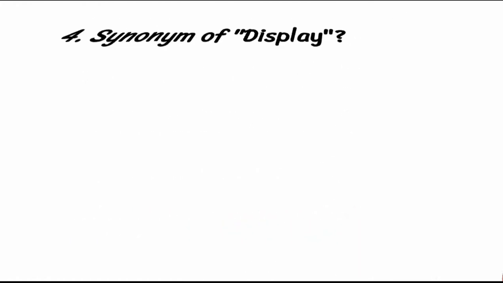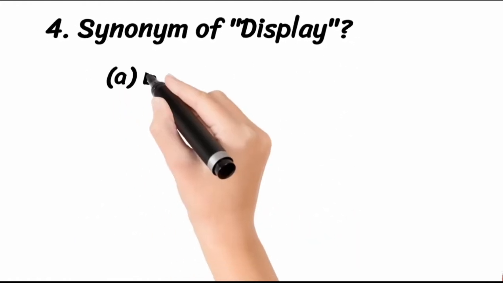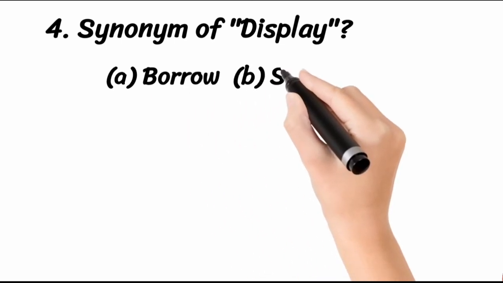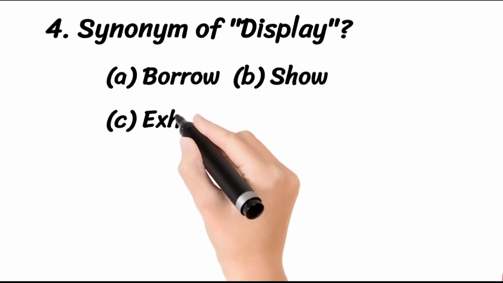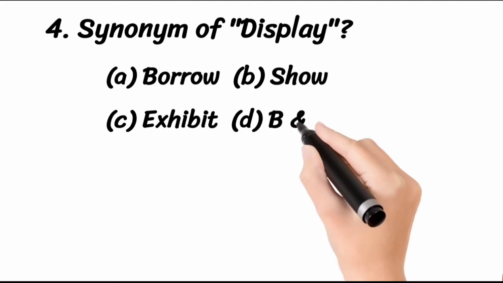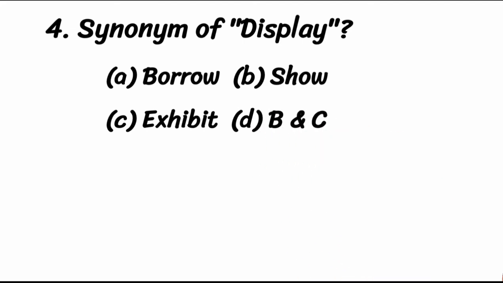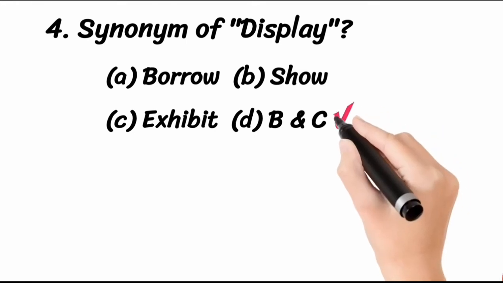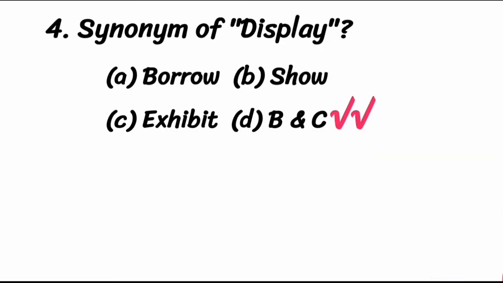Fourth is synonym of display. Borrow, show, exhibit, the last two are B and C. So display means to show or to exhibit. मतलब किसी चीज़ को नुमाया करना या दिखाना. और जो ये ऑप्शंस हैं बी और सी, शो एंड एग्जिबिट, इनकी भी मीनिंग सेम है एज डिस्प्ले. सो ऑप्शन डी इज़ करेक्ट. B and C are synonyms of the word display.